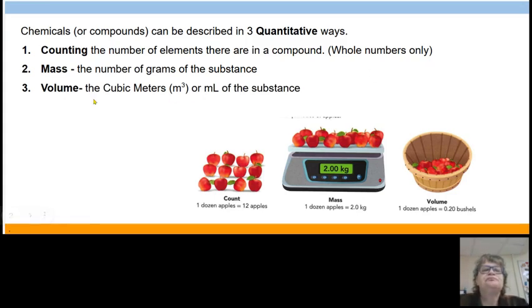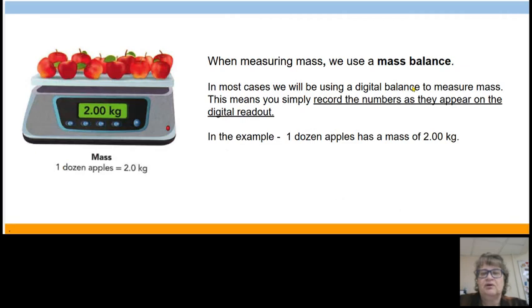Mass is the second thing, which is the number of grams of the substance, right? So, counting, we're counting 1, 2, 3, 4. With mass, we're using a mass balance to get that number. And the last one is volume. We use the cubic meter or the milliliter of a substance.